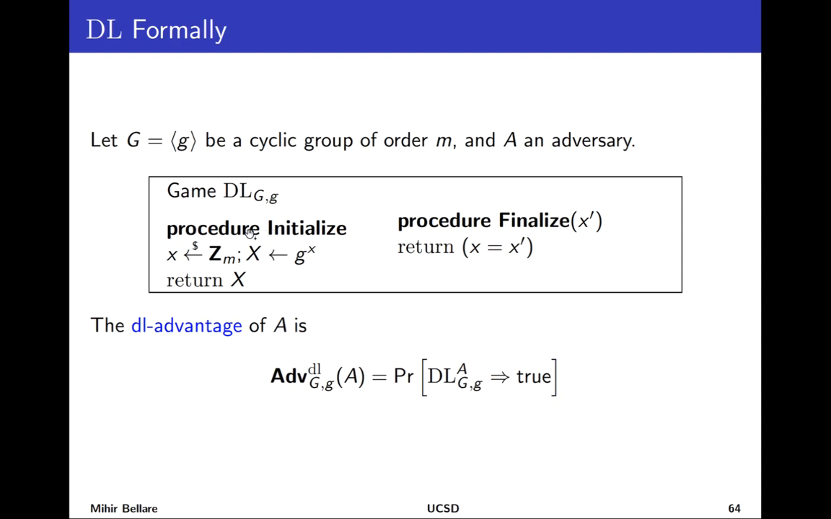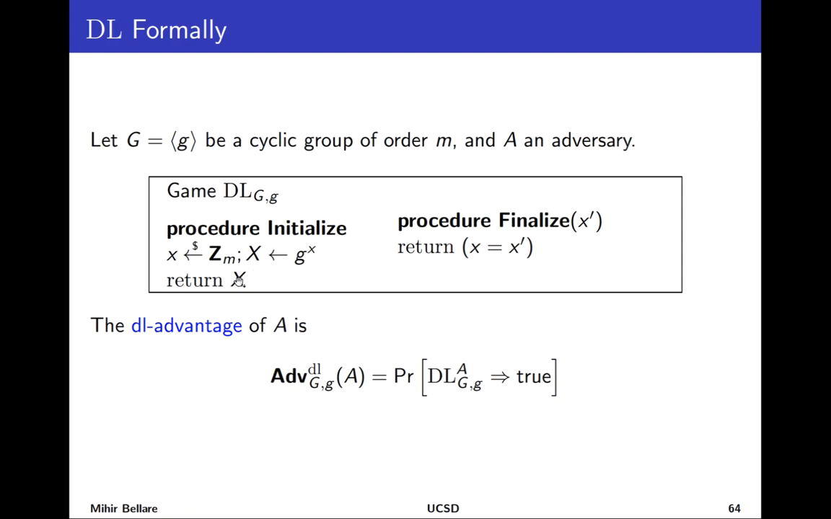The initialize procedure picks an exponent at random. The exponent is drawn from the space Zm, which means it ranges between 0 and m minus 1. The group element big X is then produced by taking g and raising it to the power little x. This is a group operation. Now, often you might see this game being referred to in an example group like Zn star. If that's the case, this means g to the power x modulo n. We don't write the mod n here. It's understood because we're talking about group operations.